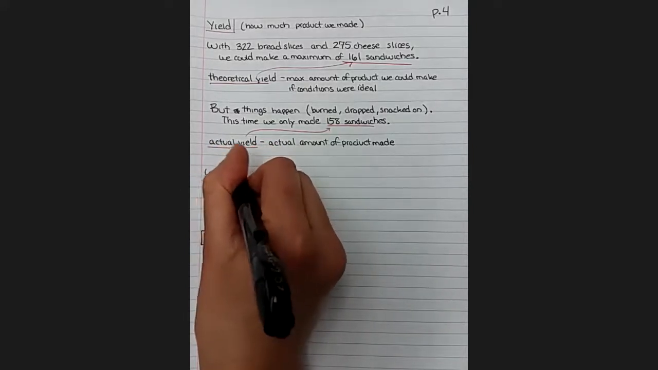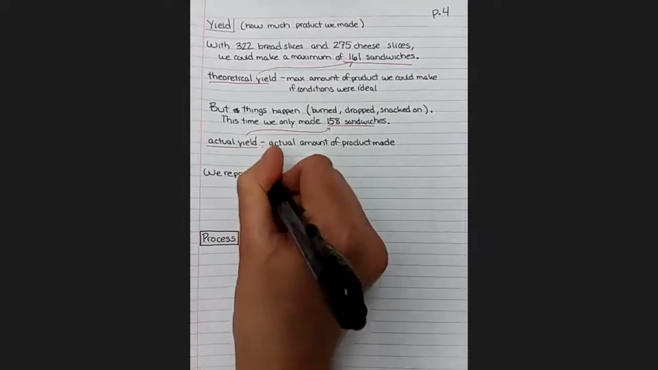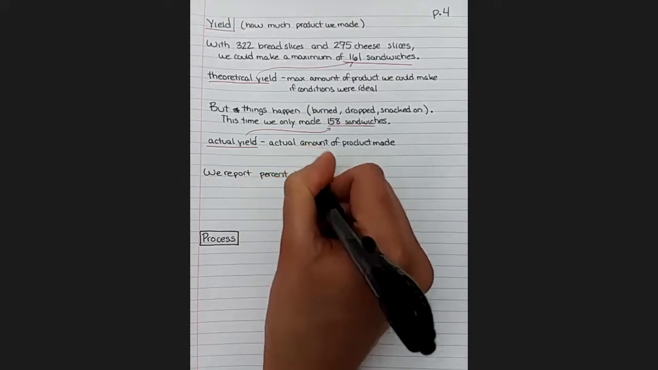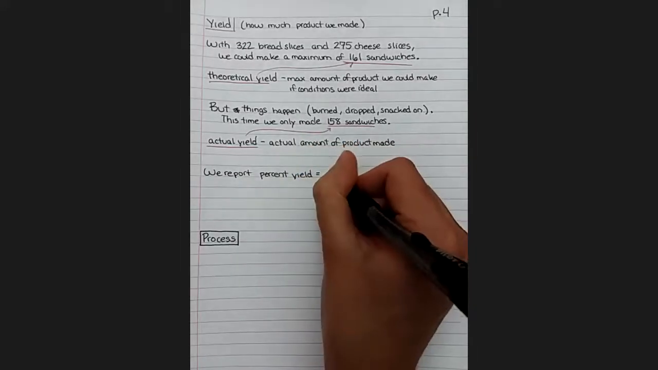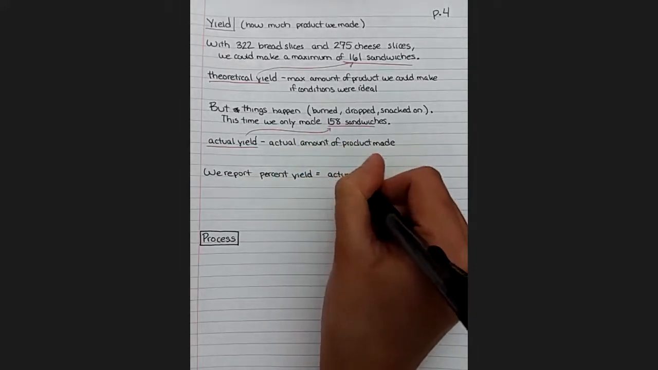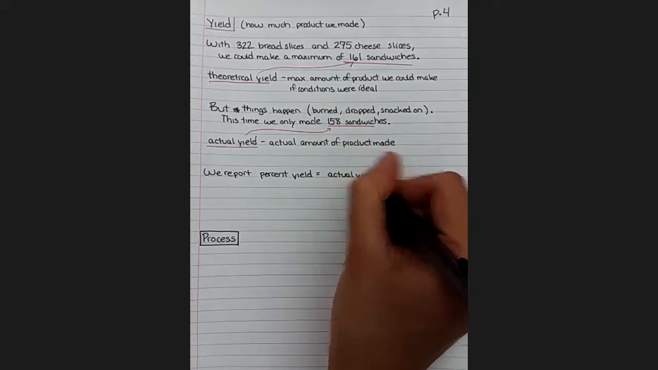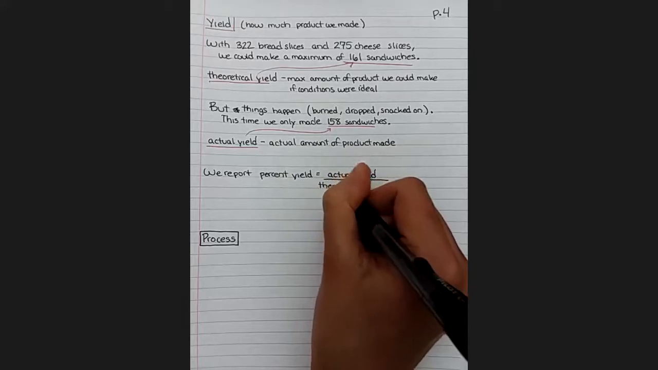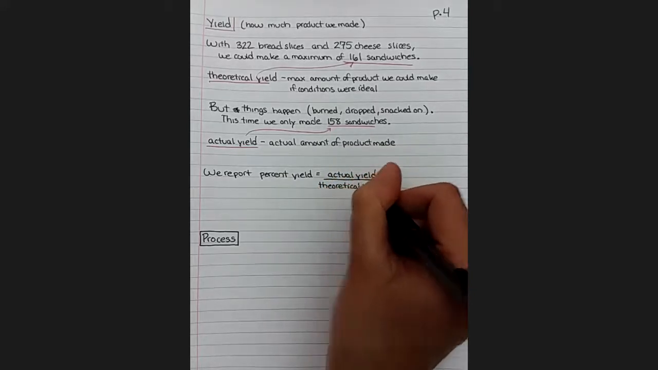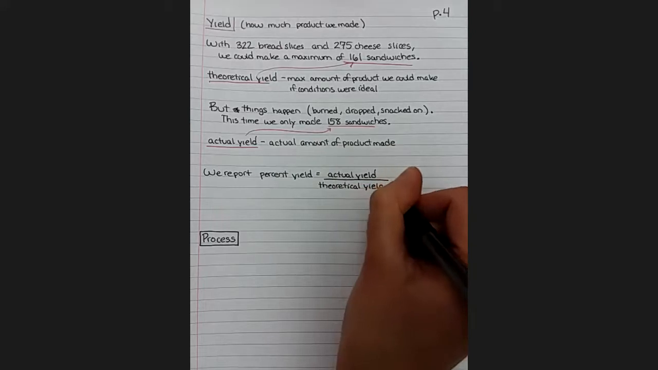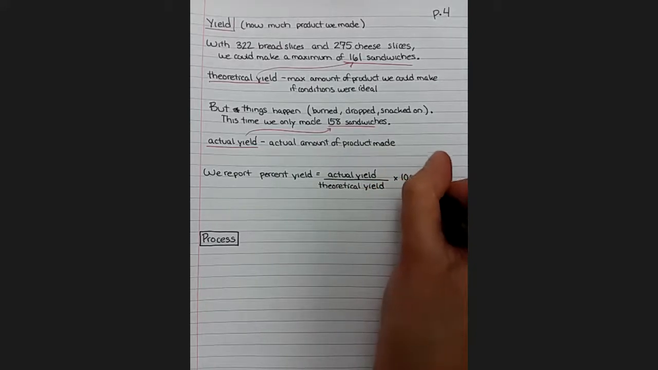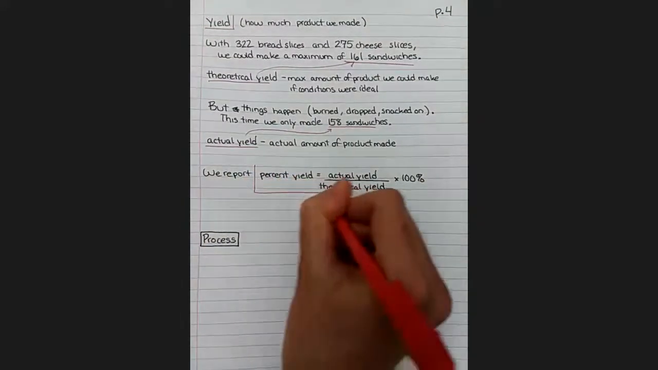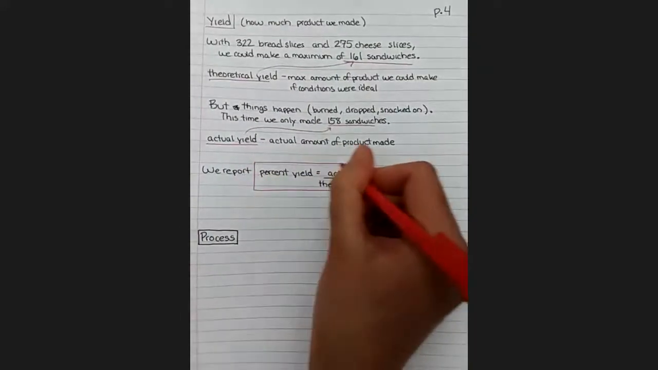So we are going to report what's called the percent yield. And you may have done this before. The percent yield is a ratio of the actual yield, the amount you were actually able to make, to the theoretical yield, the maximum possible. And it's a percent, so we multiply it by 100. We'll box that. That's a formula we'll need to use in the future.